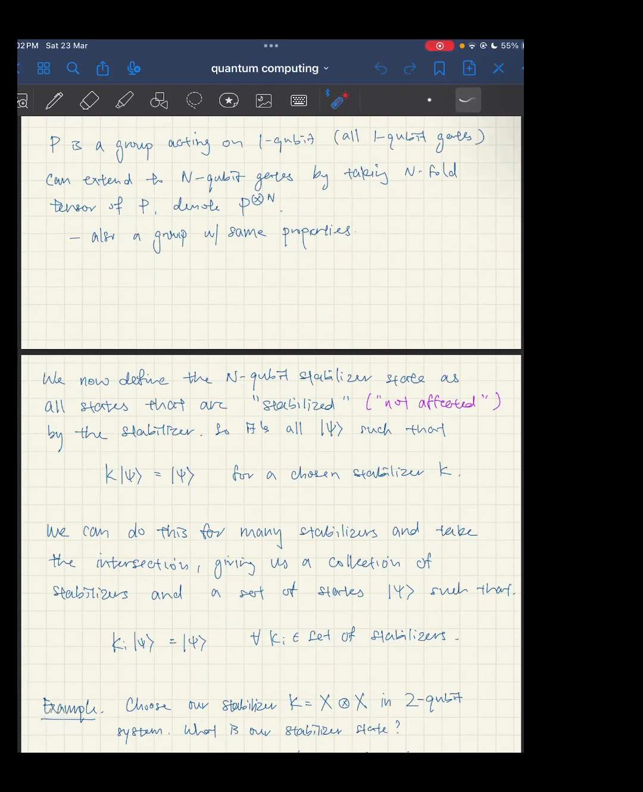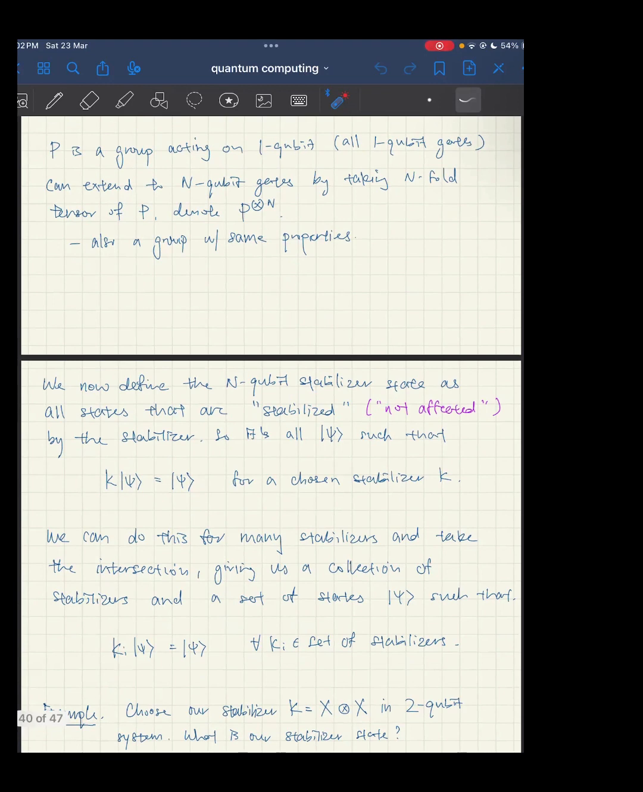So for any n-qubit stabilizer, we want to have a set of states which are not affected by the stabilizer gate. In particular, if we choose any stabilizer K, then the stabilizer states are all the states psi such that K of psi equals psi, which means that when we apply these gates to the state, it doesn't change the state at all. And we call K the stabilizer and psi the stabilizer state.